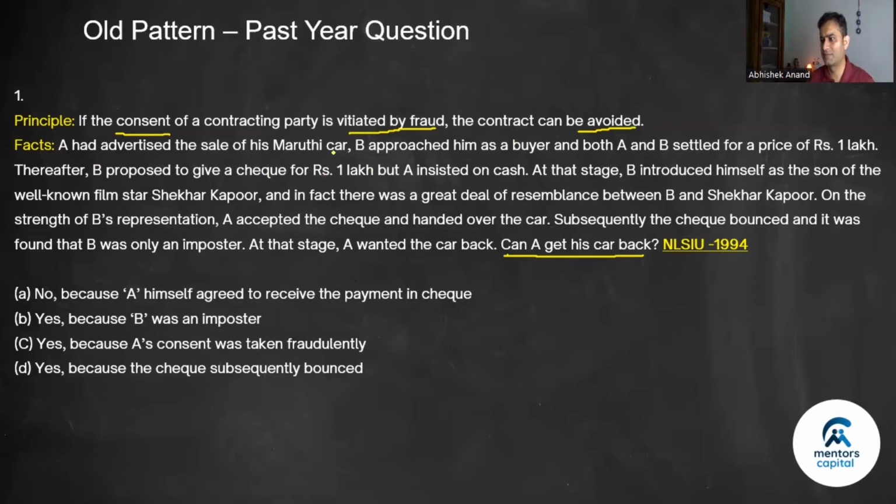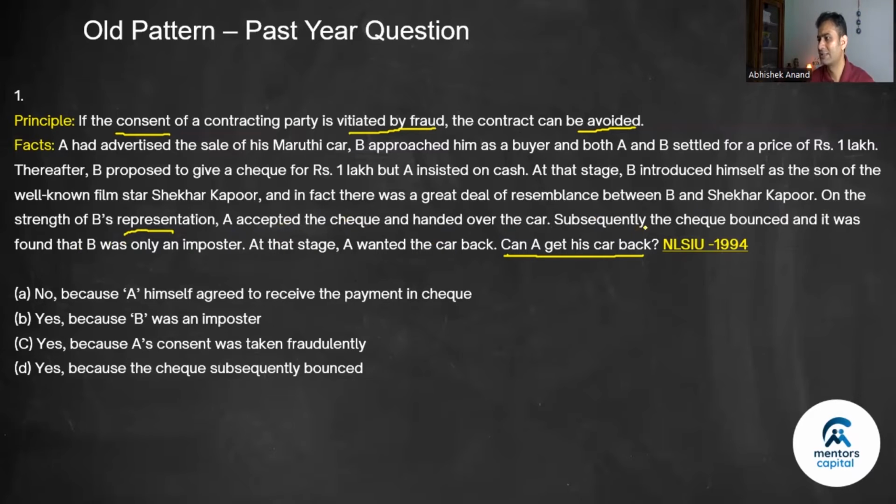A had advertised the sale of his Maruti car. B approached him as a buyer, and both A and B settled for a price of rupees 1 lakh. So far, so good. Okay. Thereafter, B proposed to give a check for rupees 1 lakh, but A insisted on cash. A wanted cash. At that stage, B introduced himself as the son of a well-known film star, Shekhar Kapoor. And in fact, there was a great deal of resemblance between B and Shekhar Kapoor. On the strength of B's representation, because of this, A accepted the check. So his consent to accept the check was achieved when he told him that he is actually the son of Shekhar Kapoor.